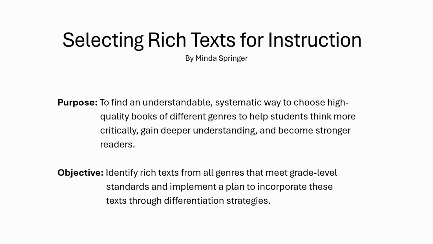The primary purpose of selecting rich texts is to establish an understandable and systematic approach to choosing high-quality books across a variety of genres, enabling students to think more critically, achieve deeper understanding, and develop into stronger, more proficient readers. To accomplish this, the objective focuses on identifying rich texts from all genres that align with grade level standards, while creating and implementing a thoughtful plan to incorporate these texts effectively through differentiation strategies that meet the diverse needs of learners.